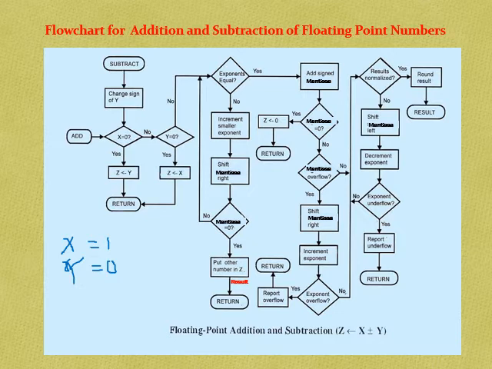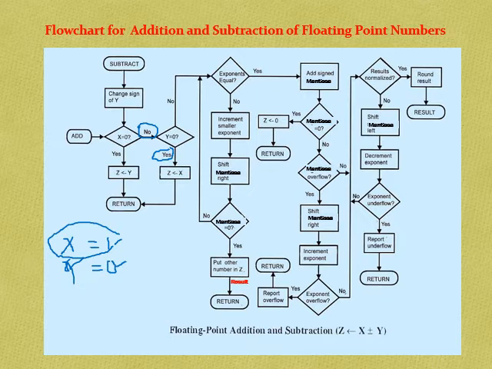Suppose x is not equal to 0, that is no. In this case we go to check y. If y is 0, that is yes, then y is 0 and x is non-zero, so the result is ultimately the value of x. So now z, which stores the result, will be equal to x. So this is the first operation for addition.